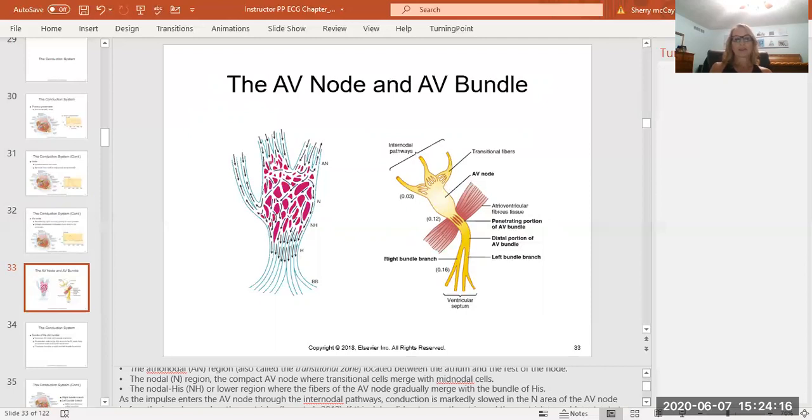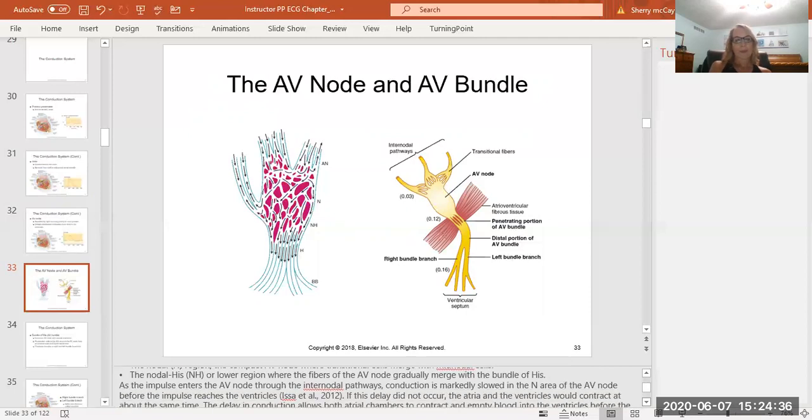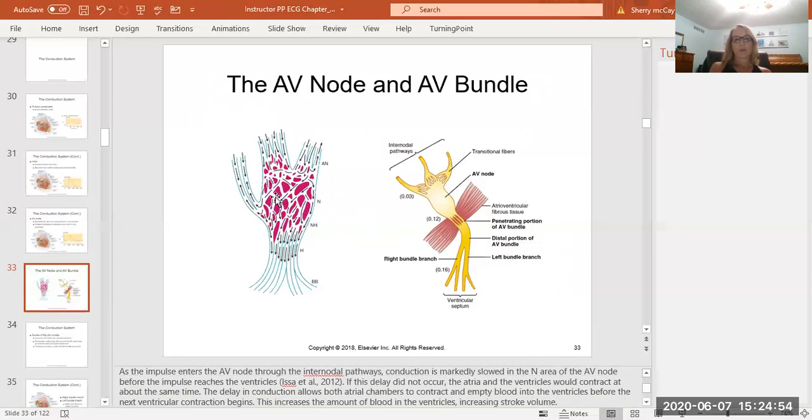As the impulse enters the AV node through the internodal pathways, conduction is markedly slowed in the N area of the AV node, before the impulse reaches the ventricles. If the delay did not occur, the atria and the ventricles would contract at the same time. We don't want that, so we want it to slow here, and that way they're not contracting at the same time.